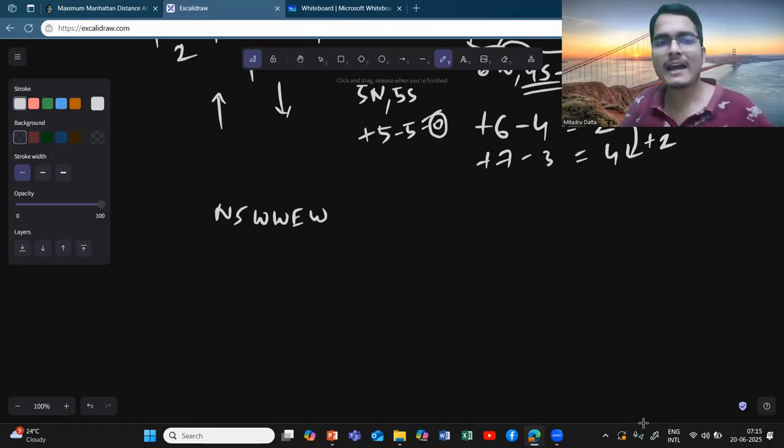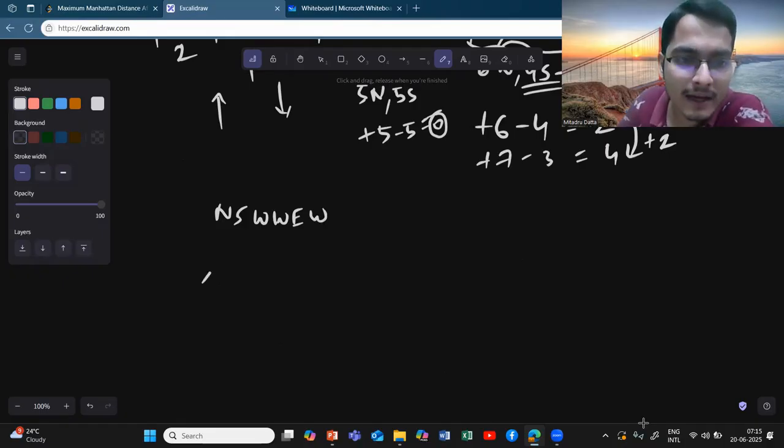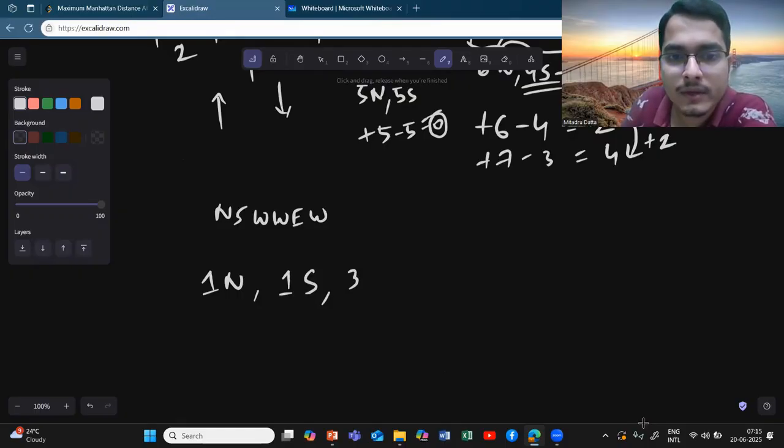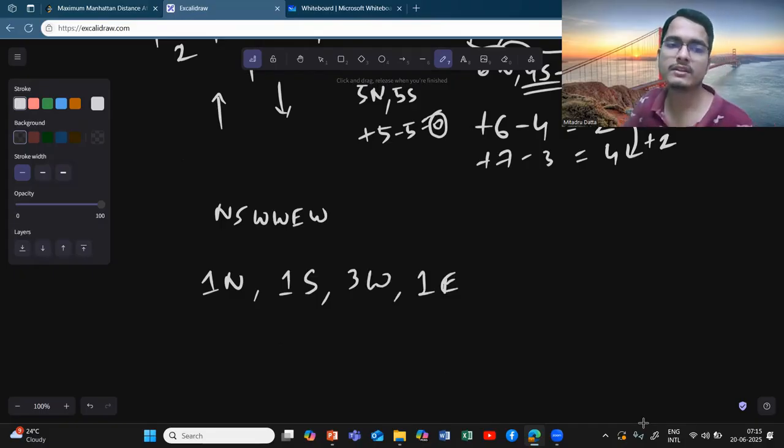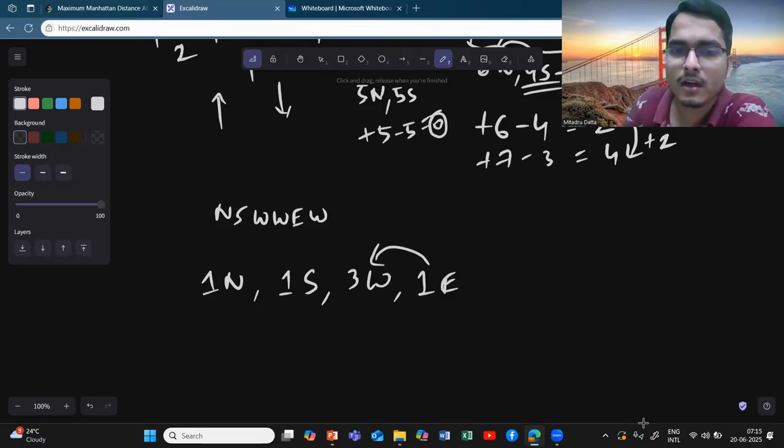First you count how many of each direction I have. I have 1 north, 1 south, 3 west, and 1 east. So how can I increment with some operations? If I perform one operation from east, this is the less occurring among east and west, so I will convert it to 4 west. The north and south counts are equal, so I can do it either way. I can convert this north to south or south to north.